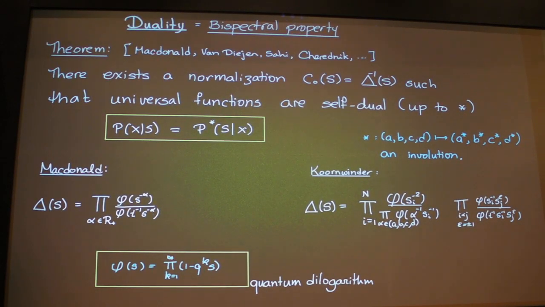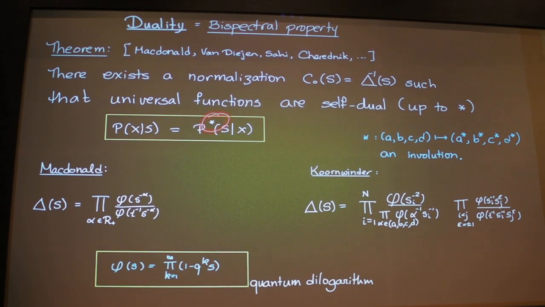And then there's duality, or in some communities called the bispectral property. So there exists a normalization C0, which is not C0 equal to 1. So I'm going to call it delta inverse of s, such that the universal function is almost self-dual. And so what does it mean? It means, so I wrote down the universal function as a function of x and s in a symmetric way. It's actually symmetric under exchange of the formal variables x and s, if you choose this normalization. So everything is tuned to that.